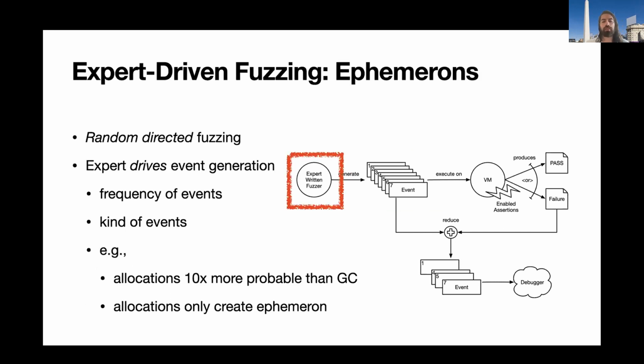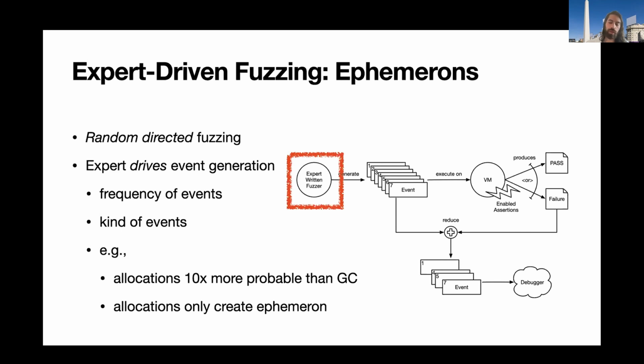Now, I said that the generation of these events is guided by an expert. So an expert writes a fuzzer. The generation of events is mainly random, but that random is actually guided. Experts will play with the frequency of events and the kind of events mainly.